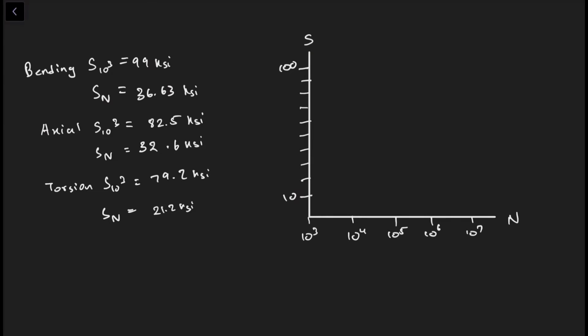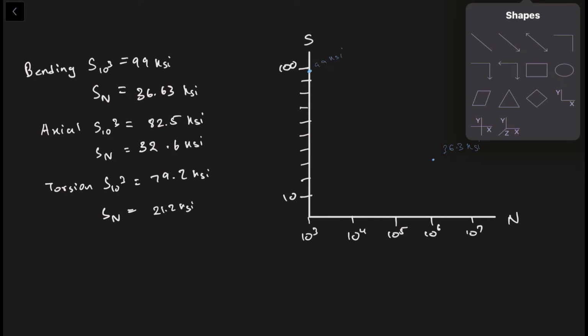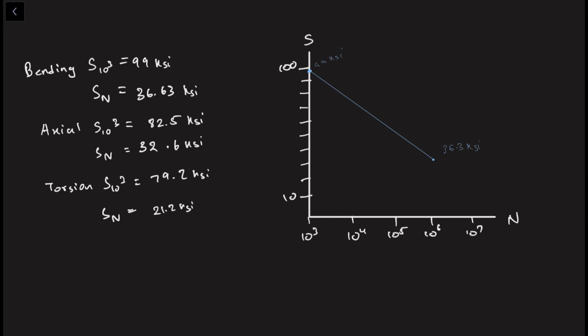Now that we have all our values, we can start graphing. Starting with bending loading, the S10^3 value is 99 ksi, so we will put it right here. We would then put the Sn value at 10 to the power of 6. We then combine the 2 points, and all the values after 10 to the power of 6 should be exactly the same. We then do this for the other types of loadings, and we get this S-N graph.